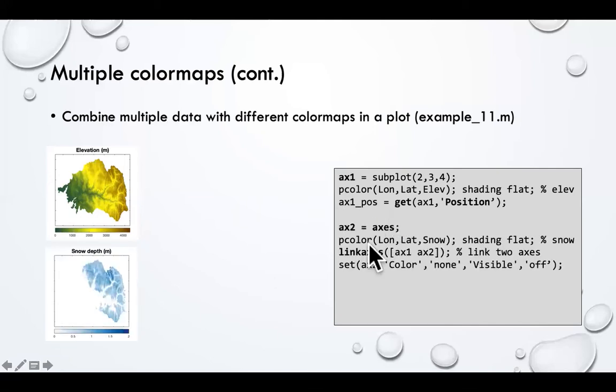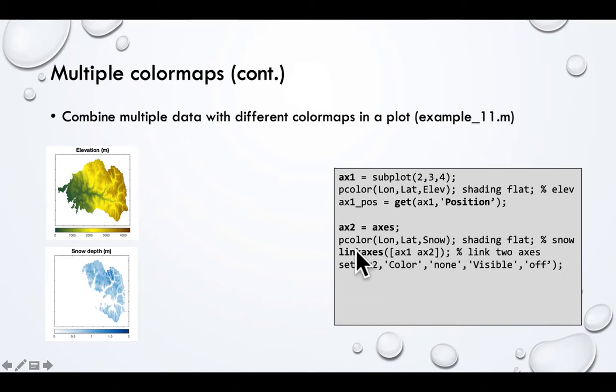Then in the second one, you don't need to specify where it is anyway. It's going to overlap the first one. So the second one, I want to show the snow. I just specify ax2, which is the axis. You don't need to specify location. It just pops up in the background. And I want to plot it in the color of the snow. You don't need to change the color, you just need to put the variable on it.